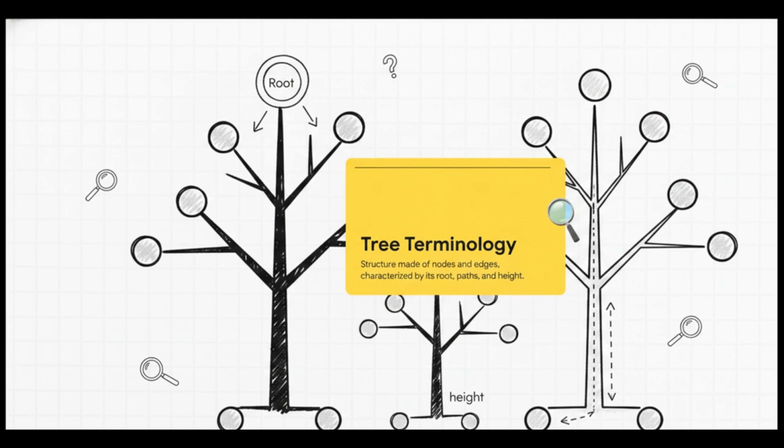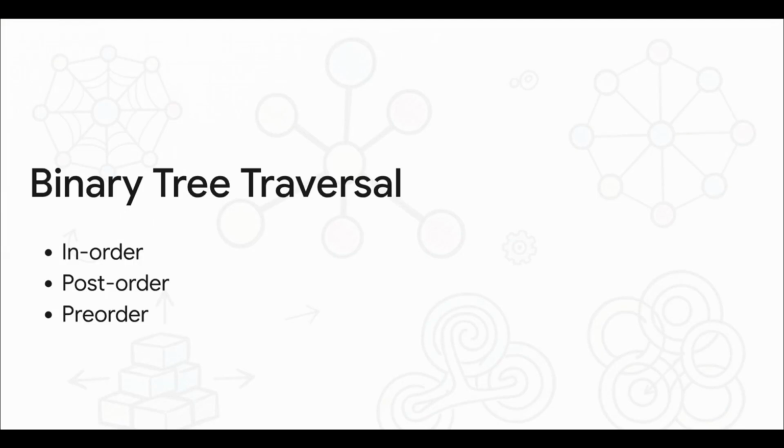The route you take from one node to another is the path, and the longest path from the root down to a leaf, the bottommost node, determines the overall height of the tree. When you see it mapped out like this, you can see how data branches out perfectly. But having this beautiful tree structure is completely useless if we don't actually know how to navigate it, which we call traversal. For binary trees, where each node maxes out at 2 children, we have 3 rapid-fire ways to explore.